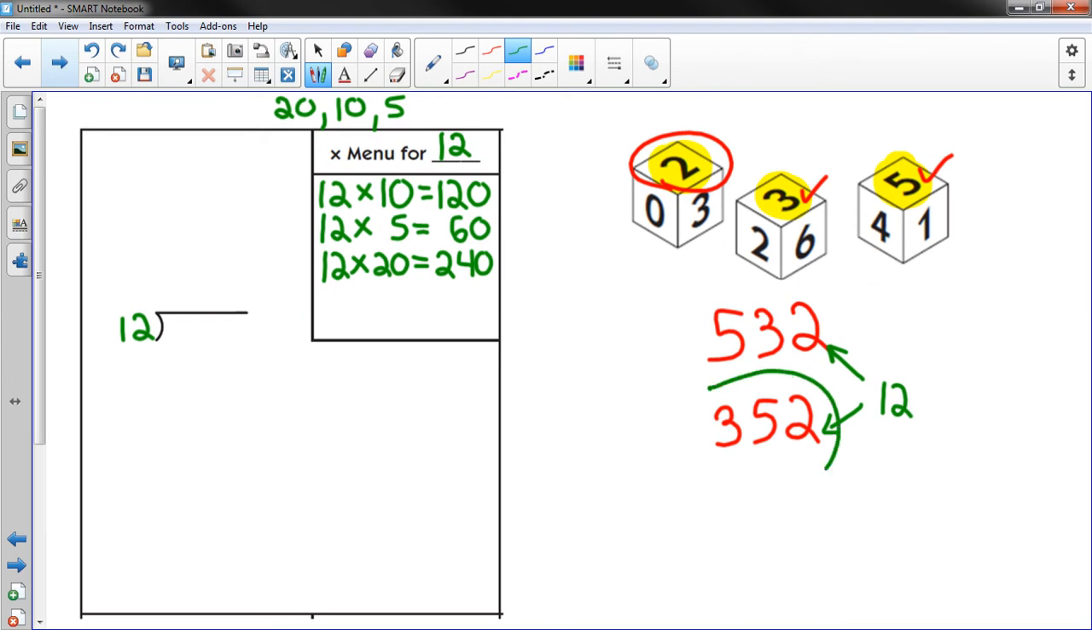I'm going to try this one. So I'm going to put 352 here. And let's see. I'm going to start off using this right here. 12 times 20. So I'm going to put a 20 here. And 20 times 12 is 240.